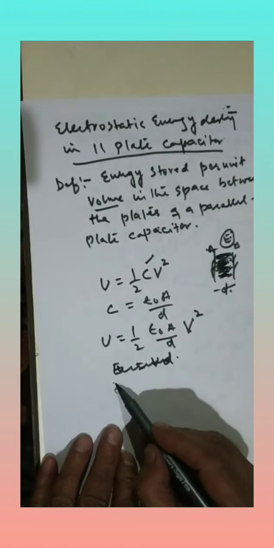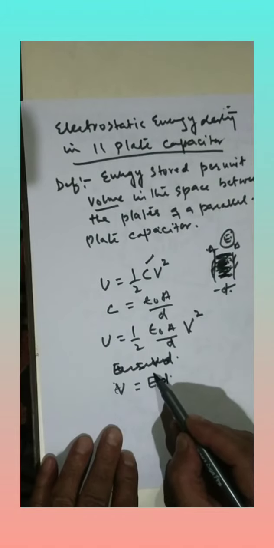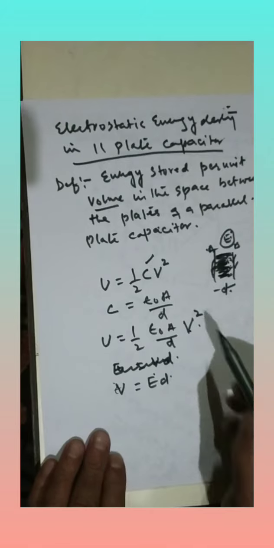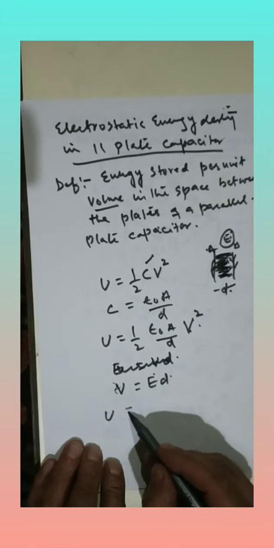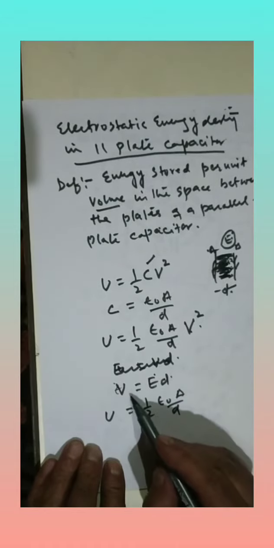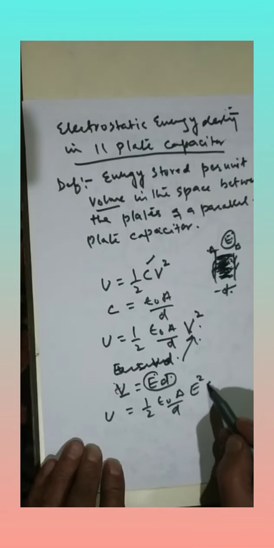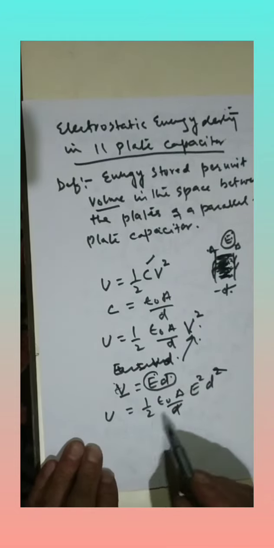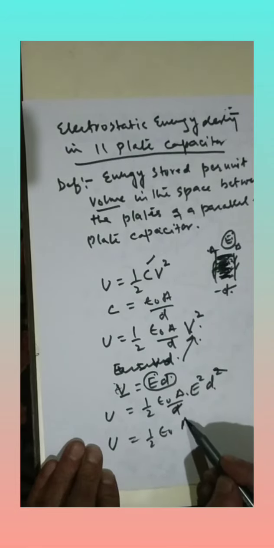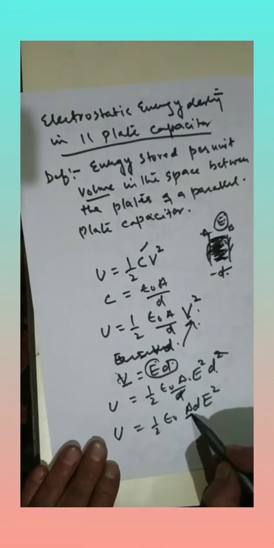We know that the potential difference V is equal to E into D, where E is the electric field between the two plates of the capacitor. Now substituting here, we get U is equal to 1 by 2 epsilon 0 A by D, and in place of V we write ED, so it will be E square D square. One D will get cancelled. So U is 1 by 2 epsilon 0 A D E square.